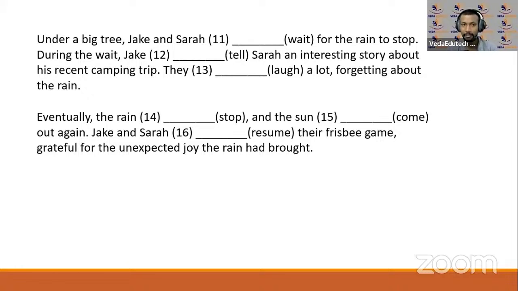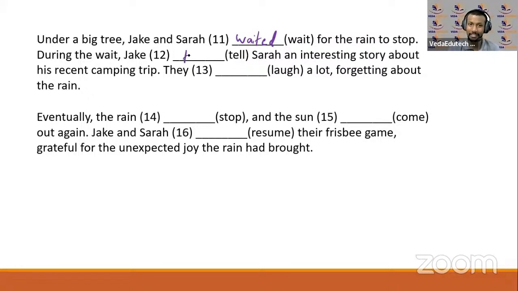During the wait, Jake told Sarah an interesting story about the recent camping trip. They laughed a lot, forgetting about the rain. Forgetting about the rain. Sorry, my bad. Forgetting about the rain. Okay? Yes. Wait, or what did Jake and Sarah do? Again in the past form you can tell, Jake and Sarah waited for the rain to stop. During the wait, Jake, past form of tell.